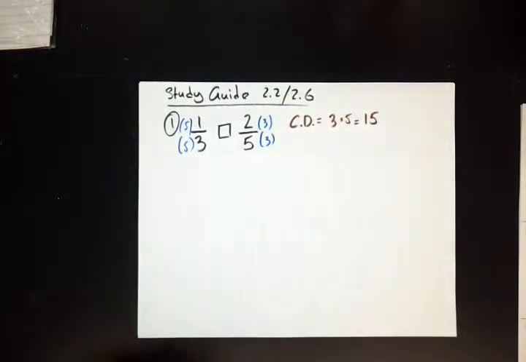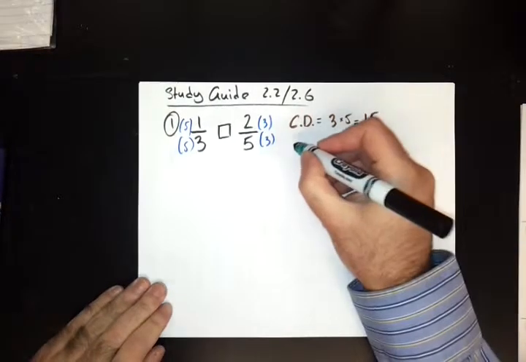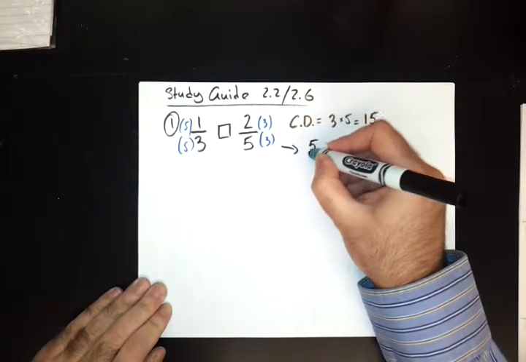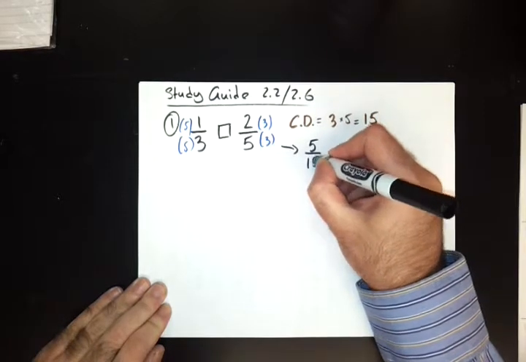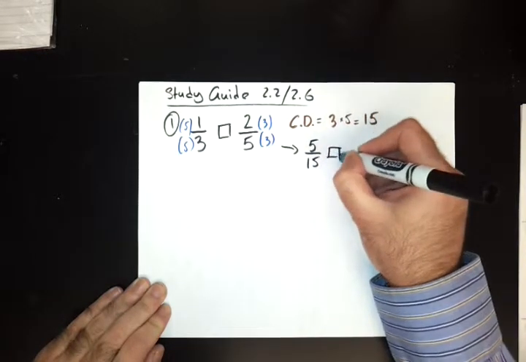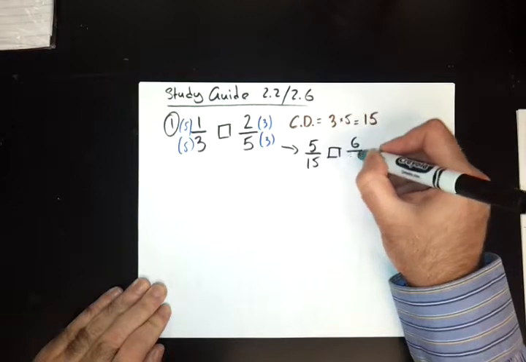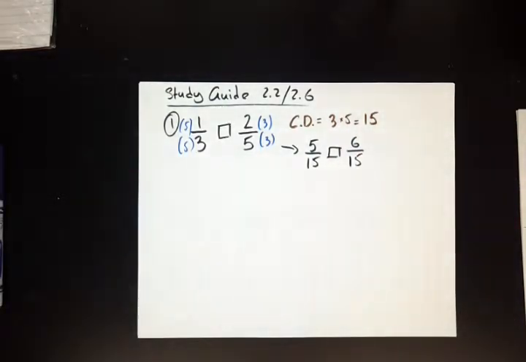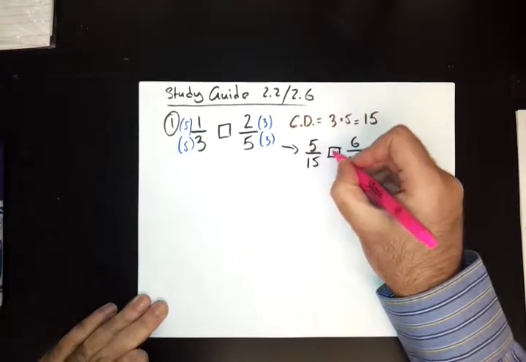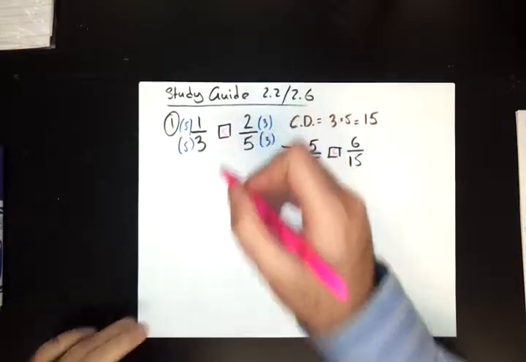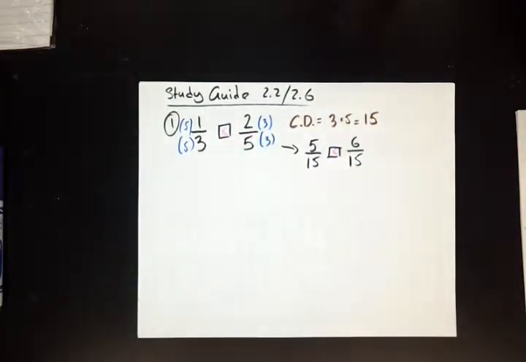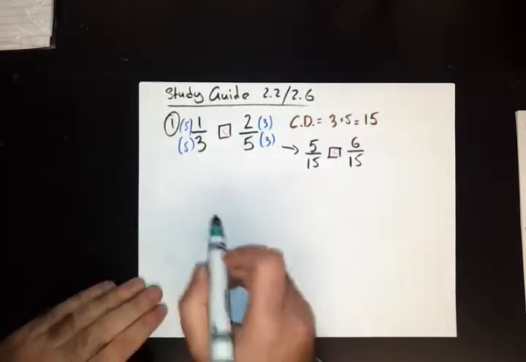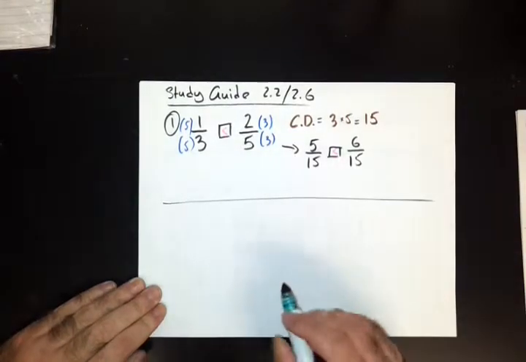When I do this, I end up with a fraction that looks like this, or a pair of fractions. And now it's very easy to see which one is the larger fraction, because now they have the same denominator. The 6 is greater than 5, and 2/5 is greater than a third. Alright, moving on to the next problem, which is 2.